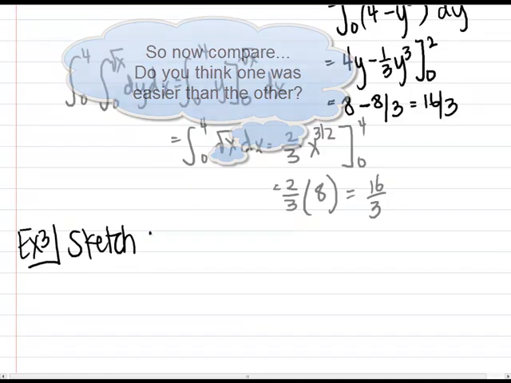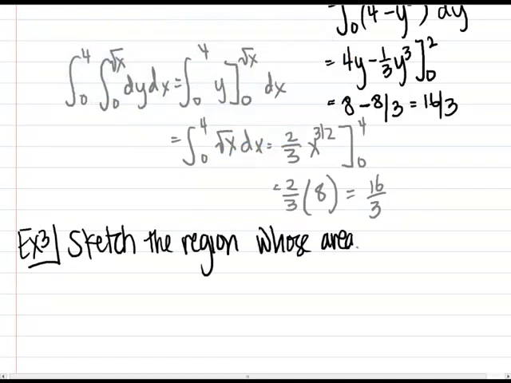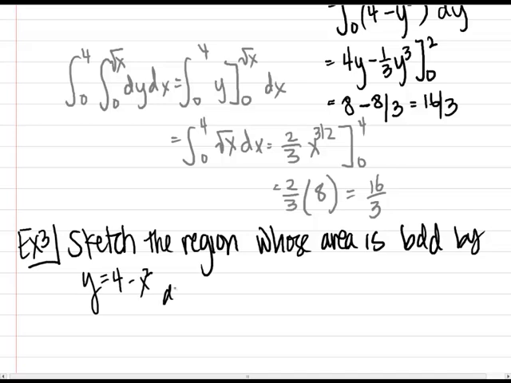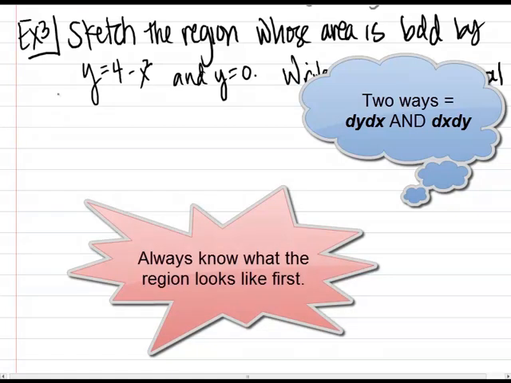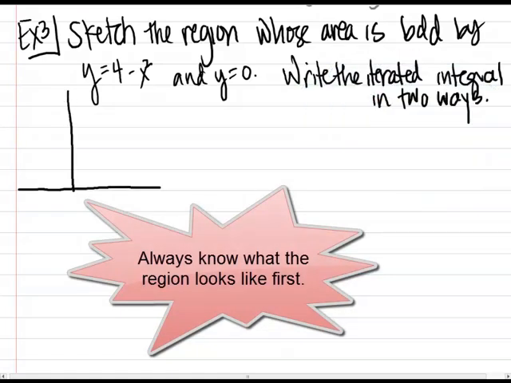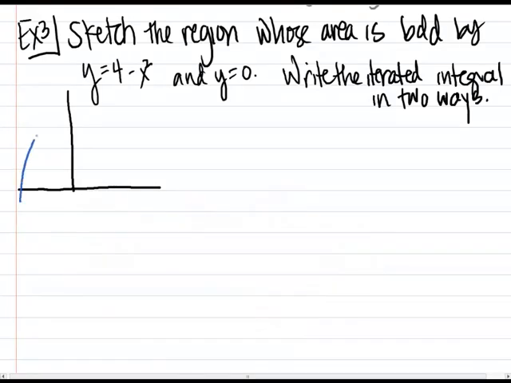Next example, let's sketch the region whose area is bounded by y equals 4 minus x squared and y equals 0. I want us to write the iterated integral in two ways. So let's first take a look and see what the region actually looks like. y equals 4 minus x squared is going to be a parabola that opens down, has a y-intercept of 4 and x-intercepts of 2 and -2. And then the other one is y equals 0, which is the horizontal line. So we're talking about this whole region right in here.